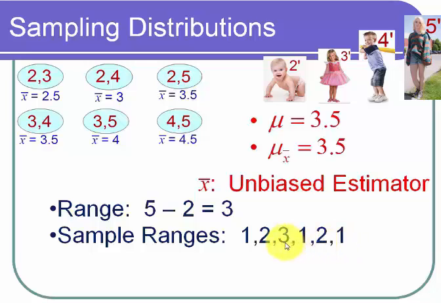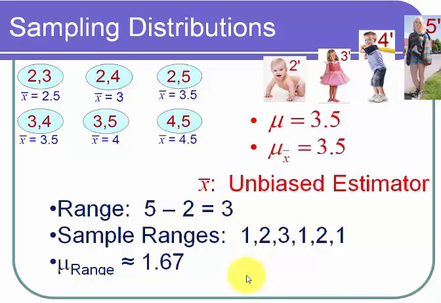Let's look at that. I think it's really clear to me that if I take the average of 1, 2, 3, 1, 2, and 1, I'm not going to get 3. I'm going to get something lower than 3. In fact, if I work this out, the average of all these ranges is 1 2/3, or about 1.67. So we missed. Mu sub sample range is not equal to the population range.